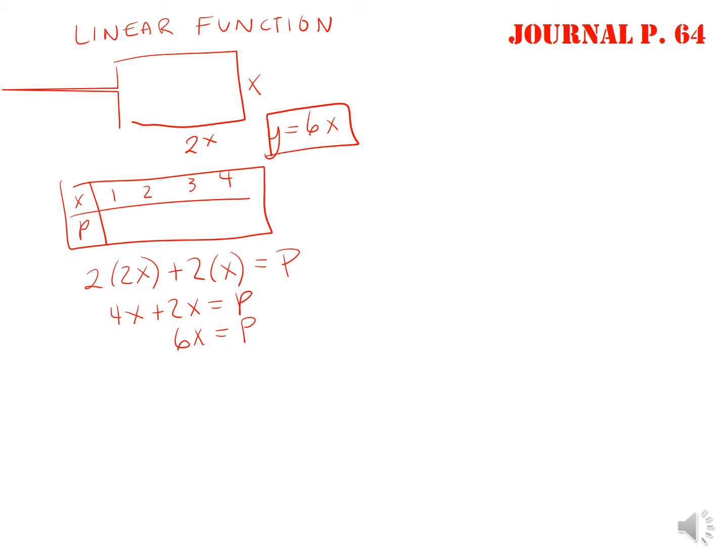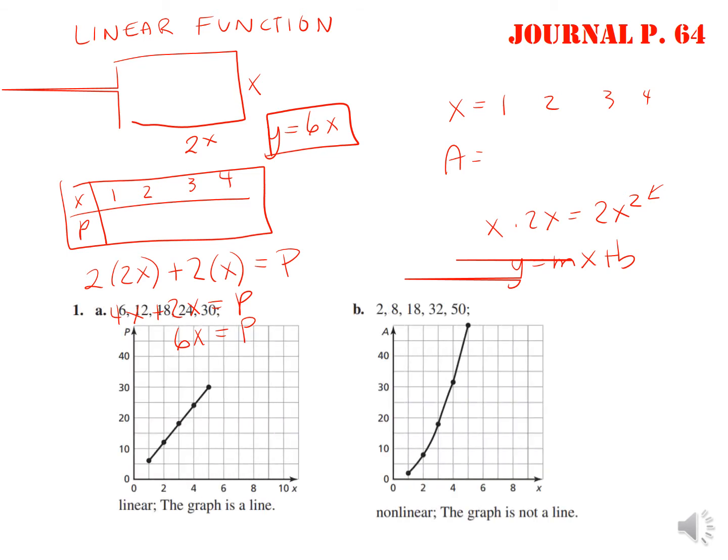Whereas the second one, they're giving you x equals the length of the side again, but they want the area. So we know the formula for area is length times width, so that's going to be 2x squared. And that cannot be written in slope-intercept form because there's an exponent. So if you look at the two graphs, you can see that A is linear, and B is not. It's going to go up at an exponential rate.